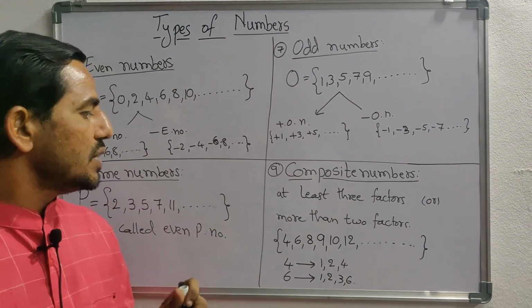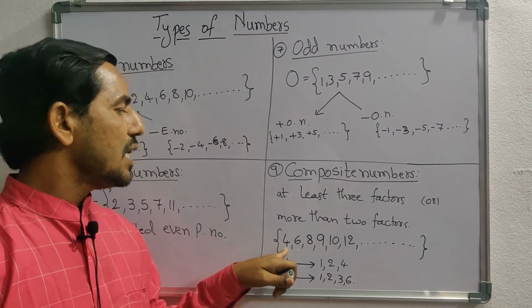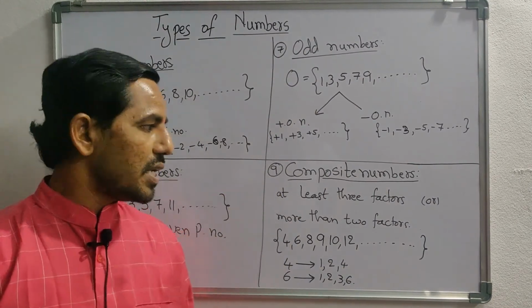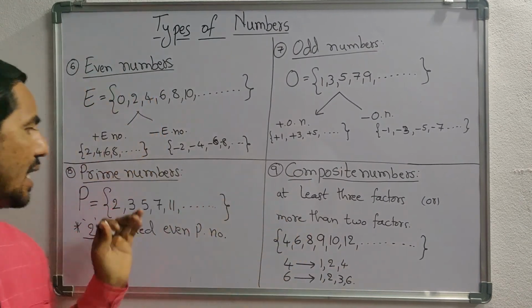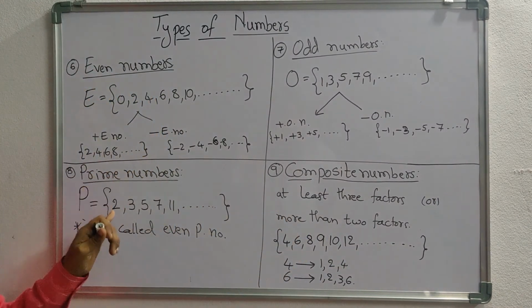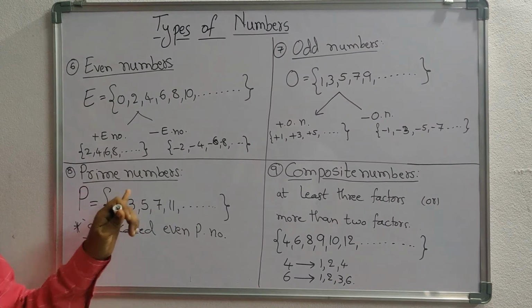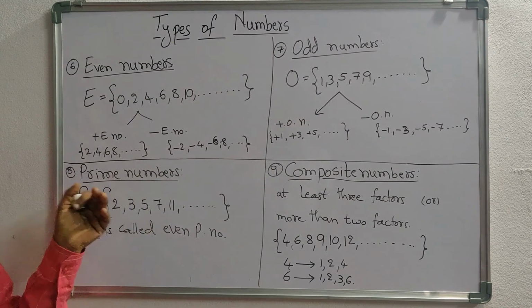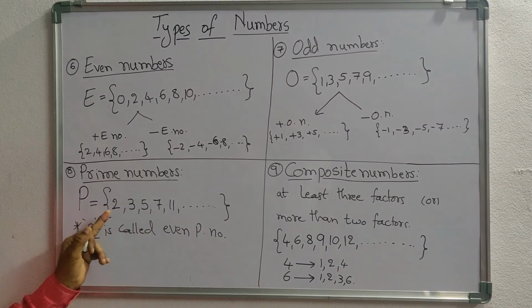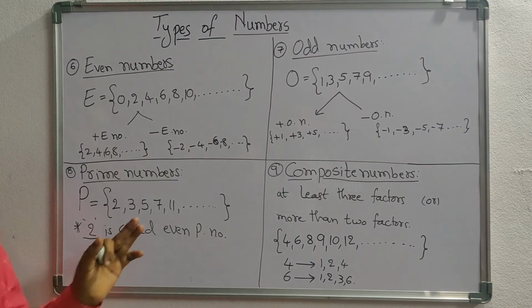In the composite numbers, 4 is the smallest composite number, and the biggest composite number we don't know. Here also in prime numbers, the smallest prime number is 2, and the biggest prime number we don't know. How many prime numbers there are, we also don't know. Just the smallest and biggest.